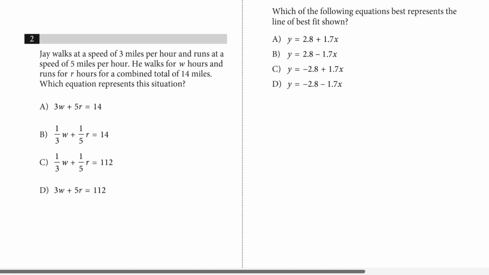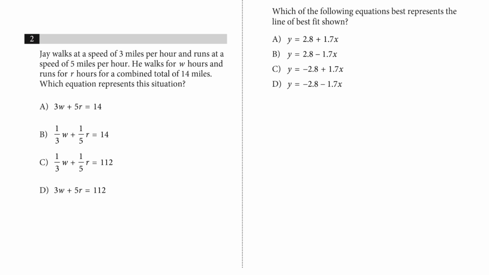Number 2, Jay walks at a speed of 3 miles per hour and runs at a speed of 5 miles per hour. He walks for W hours and runs for R hours, for a combined total of 14 miles. Which equation represents this situation?